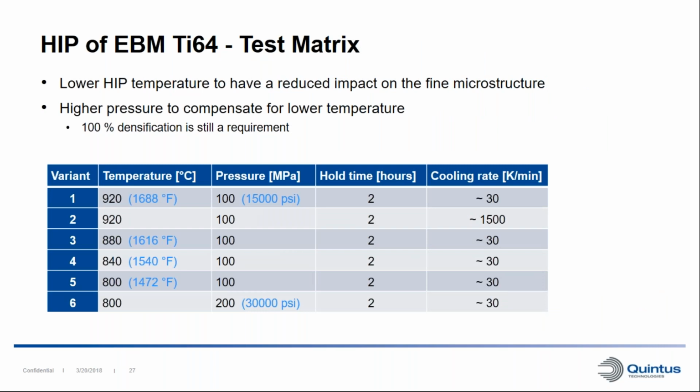But we wanted to see if we could address this problem and try to decrease this drop in strength we get when we're hipping. The approach we were taking was to look at lower HIP temperatures to try to affect the microstructure less. So we can see here we were doing the standard HIP cycle as a reference, and then we were going all the way down to 800 degrees Celsius.